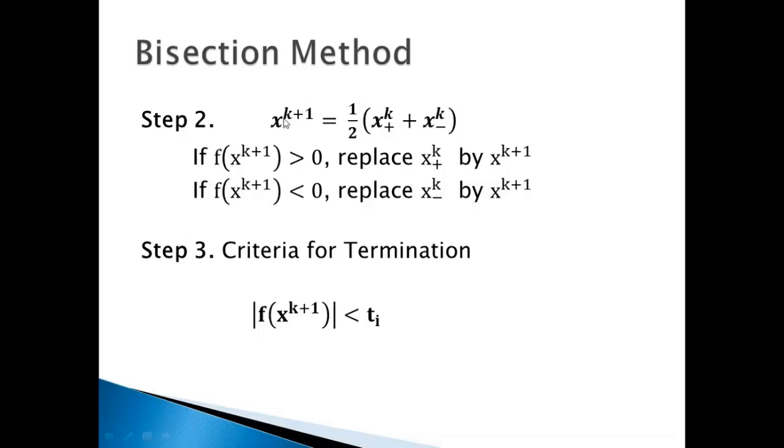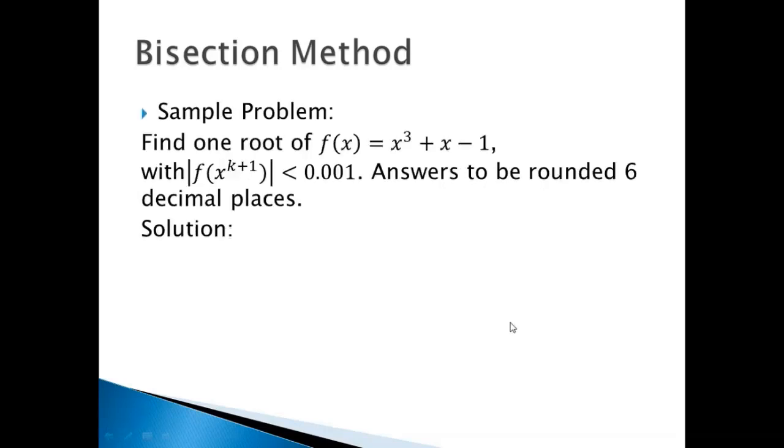The criteria for termination in bisection is this: you substitute the value to the original function, and the result, taken in absolute value, must be less than the given standard value. And for that, we have an example.